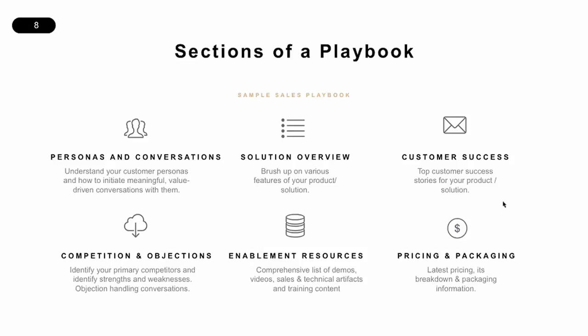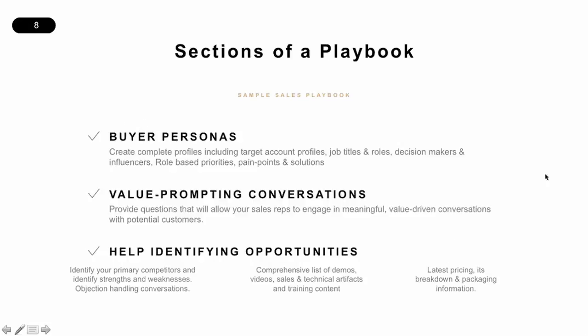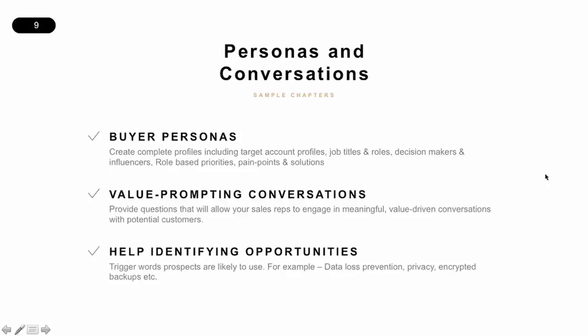What are some of the enablement resources? Where can they find them? Is another essential section. And the last piece is, of course, the pricing and packaging. So let's go into the first one, which is personas and conversations.